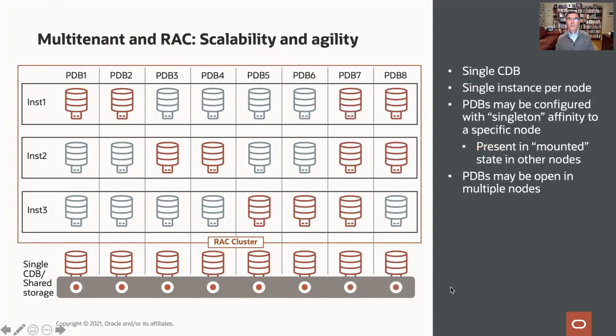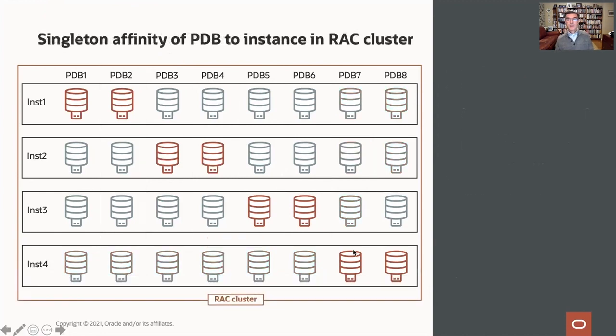So far, we've seen what's described as singleton affinity. In other words, each PDB is open only in a single instance and present only in mounted state in other nodes. It's also possible for a PDB to be open in more than one node, or even all nodes. For example, as we see here, PDB 8 is open in just these two, and we have uniform affinity of PDB 7. Now, in general, singleton affinity is a very good model to follow, as we shall now see.